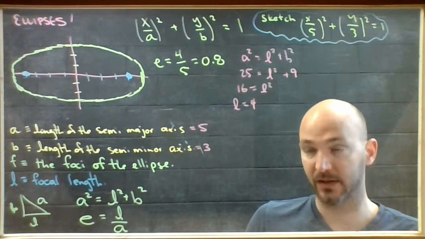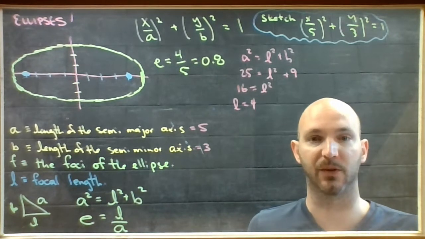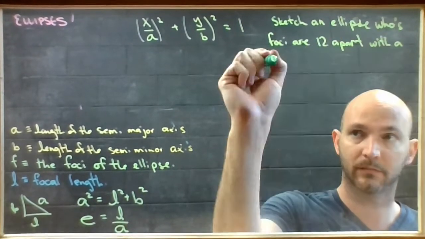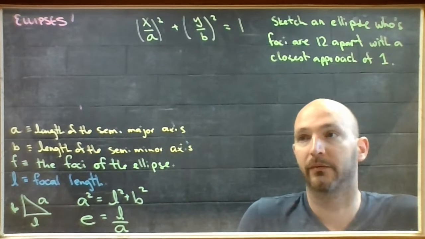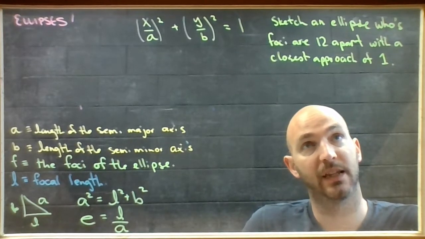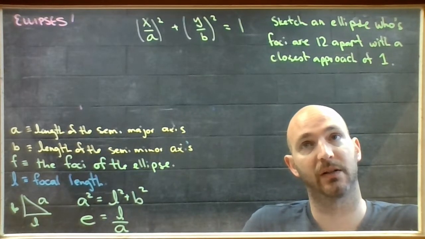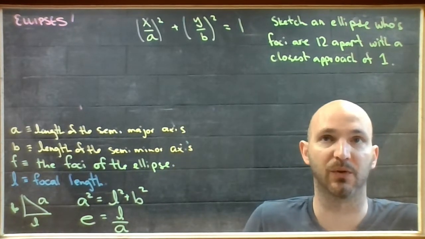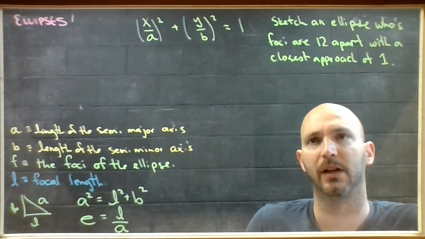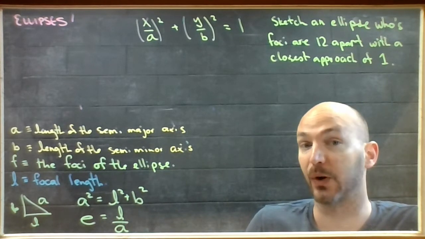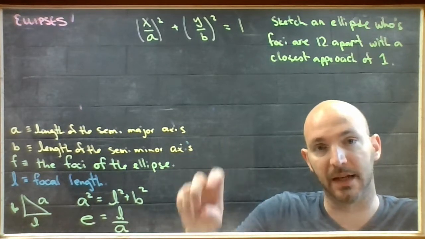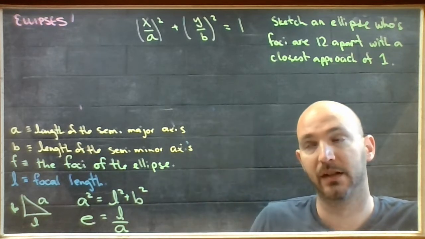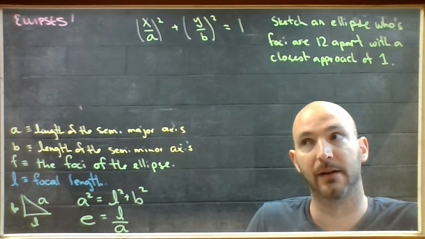Okay, so I'm going to erase this, and we're going to do two more examples before we go to the practice problems. Okay, so I'm going to try and sketch an ellipse whose foci are 12 apart with the closest approach of 1. Now that language there, closest approach, that's orbit language. Okay, if you're talking about the closest approach to Earth as you orbit around it in this ellipse, or the closest approach to Mars as you wing out and try and get around the planet out there.